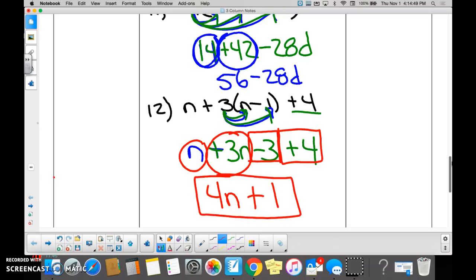Crazy as it might sound, this entire equation, n plus 3 times n minus 1 plus 4, really is the same as 4n plus 1. Exact same thing as 4n plus 1.